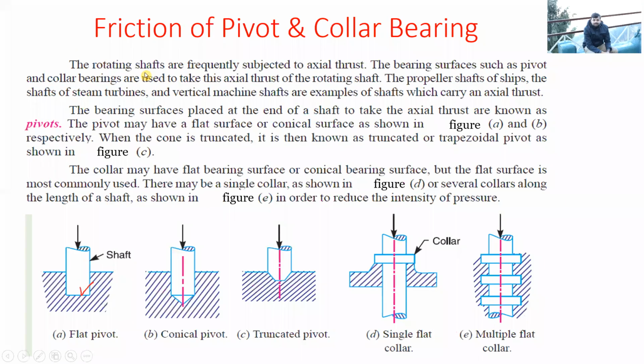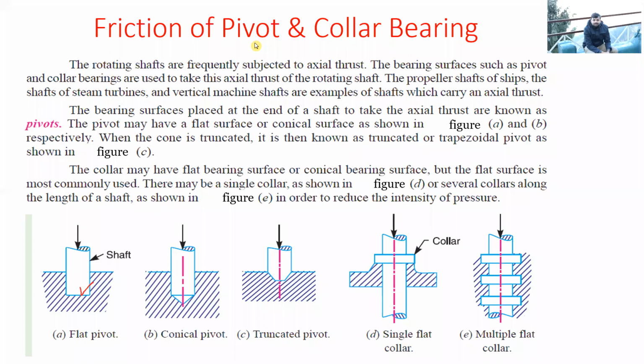Now, let's see some of the types of bearings which we will be studying. Friction in the pivot or collar bearing, this we will be studying in this chapter 4. The first part of this chapter 4 is the bearings, and the bearings which we will be studying are the pivot bearing and collar bearing. So, what is meant by pivot bearing and what is meant by collar bearing?